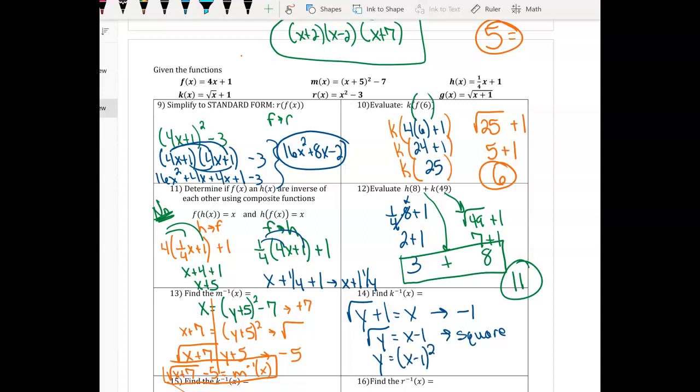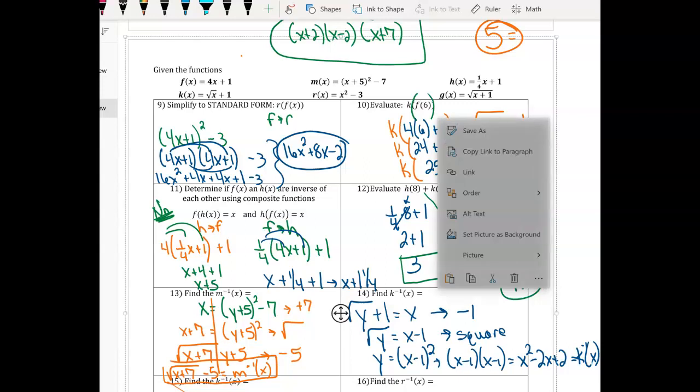And as far as I'm concerned, you could leave it like this if you want. If you want to take some time and actually multiply that out, then you would get x squared minus 2x plus 2, and then that's going to equal the inverse version of the function. All right, just a few more.